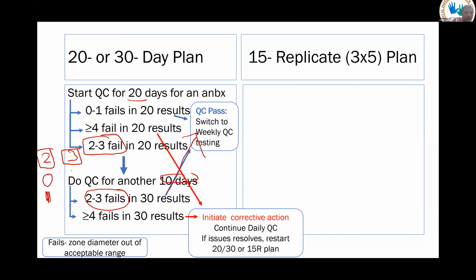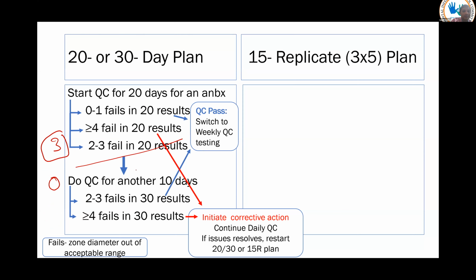If it is more than or equal to 2, that is 2 or more fail, then the QC is fail, because altogether it is more than 4 fail. Here 2 fail, here 2 fail, total 4 fail. Similarly, if initially 3 fails are there, then if you have 0 fail later, you can consider that QC is pass. If you have more than or equal to 1 fail later, then altogether the fail will become more than 4. You have to consider that the QC is fail.